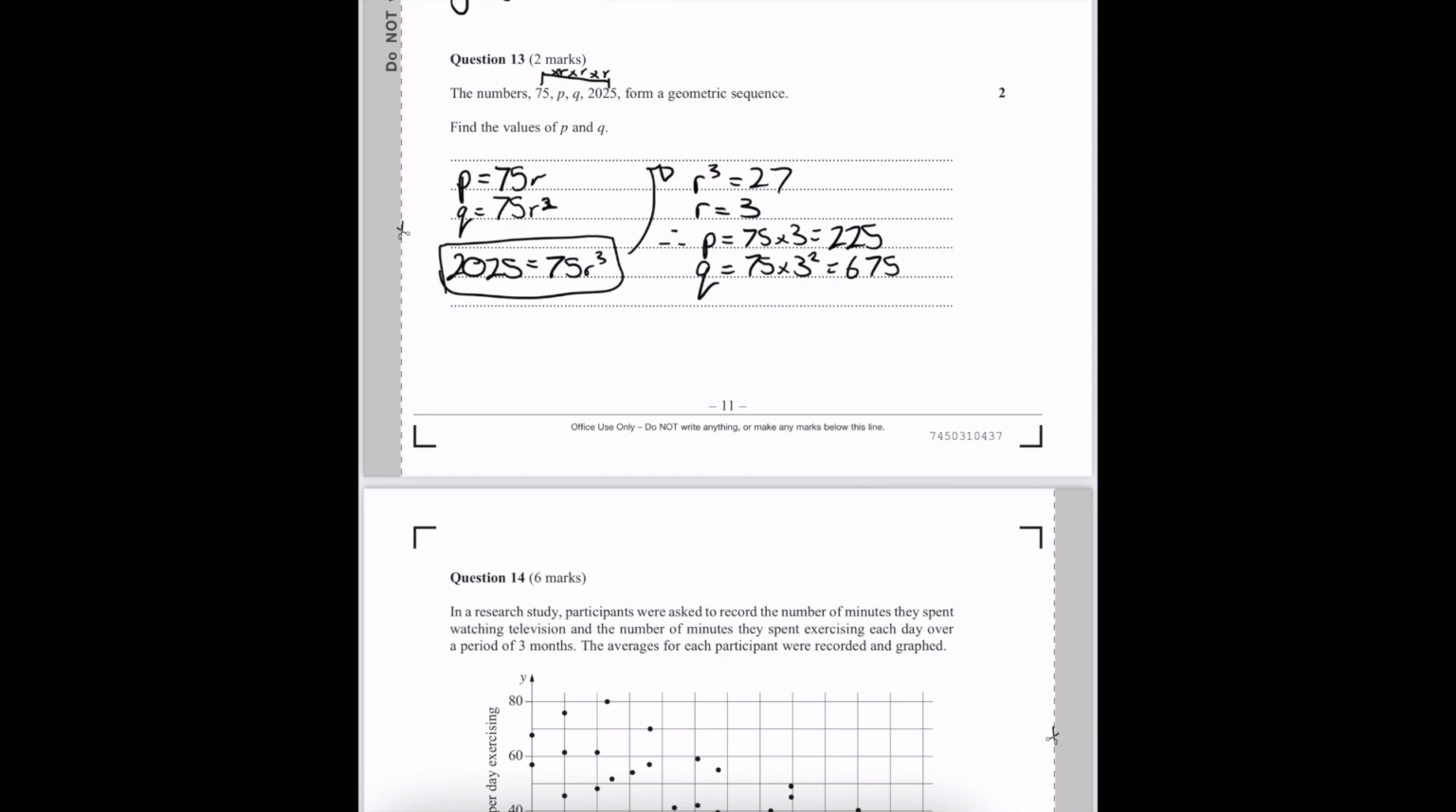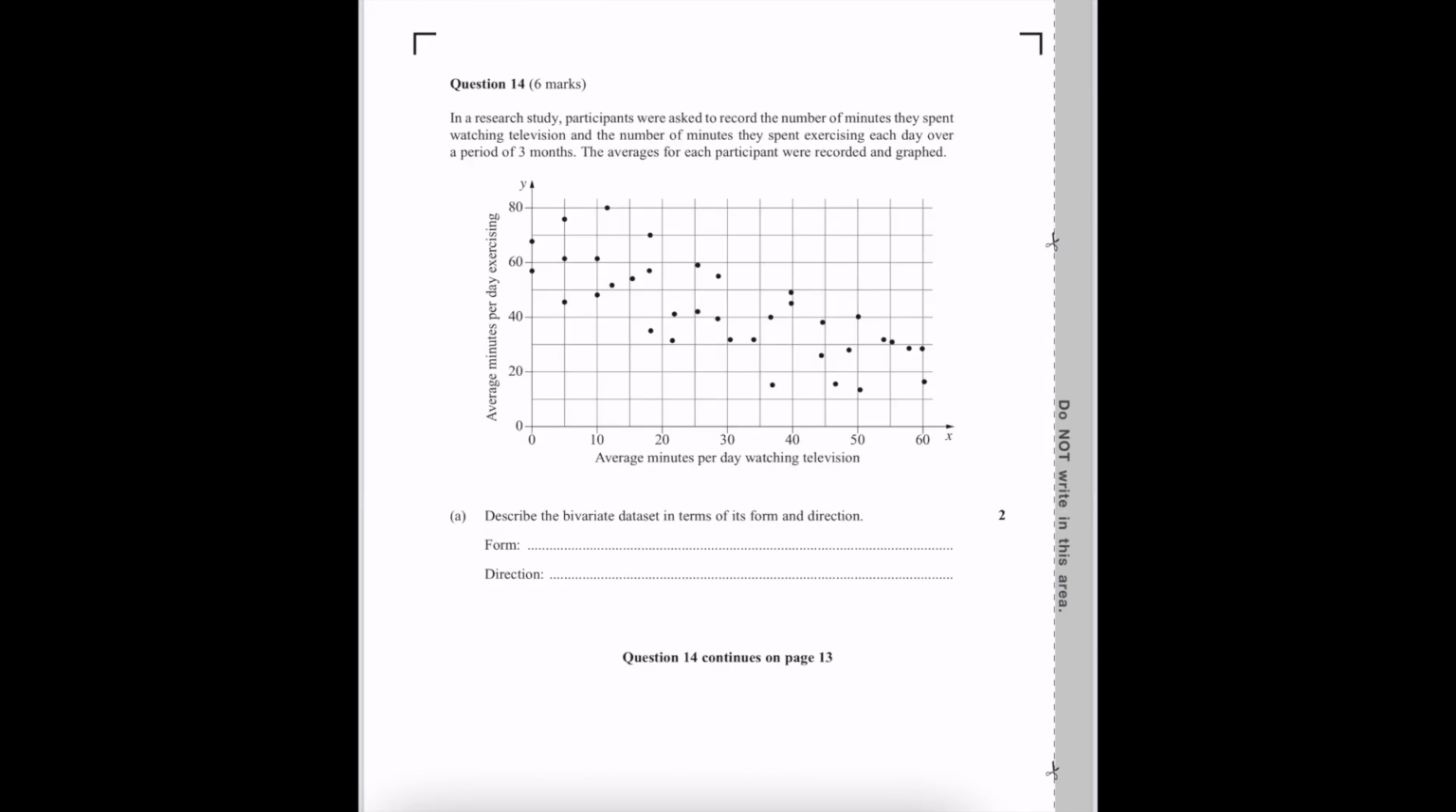And that's it. Question 14 says, in a research study, participants were asked to record the number of minutes they spent watching television and the number of minutes they spent exercising each day over a period of 3 months. The averages for each participant were recorded and graphed. And so we've got this graph here that has the minutes per day spent exercising across the minutes per day watching TV.